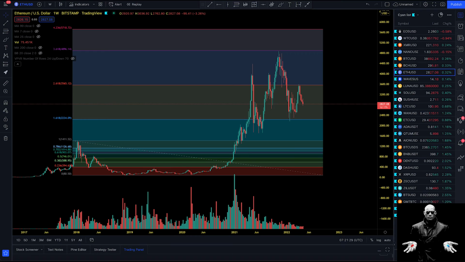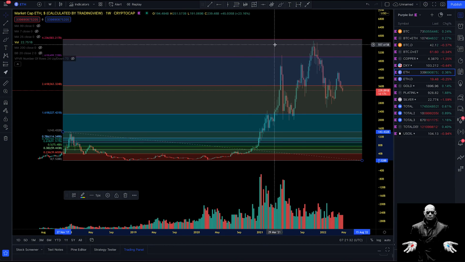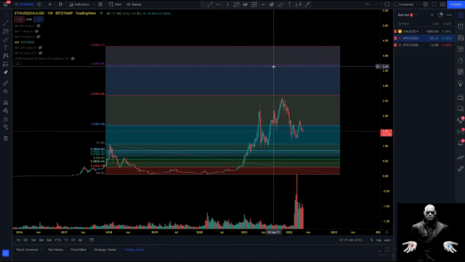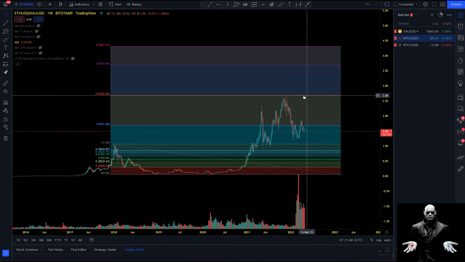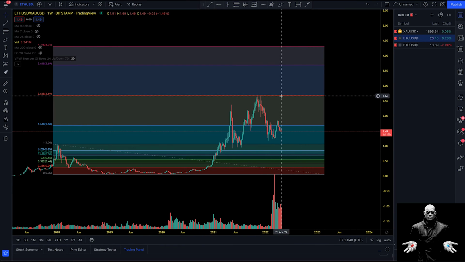We have the first level on the US dollar price chart, where we got to the 3.618. On the market cap chart, we almost got to the full extension, but you can see that on Ethereum versus gold, we did not pass the 2.618. So will Ethereum start outperforming gold? Only time will tell. But for my own money, I would think we'll probably come back here to test this region. That's Ethereum versus gold. We'll come back to this 2.618 to test that region.